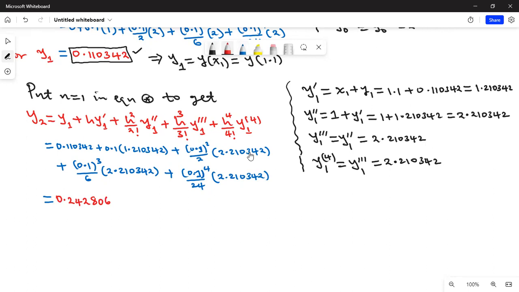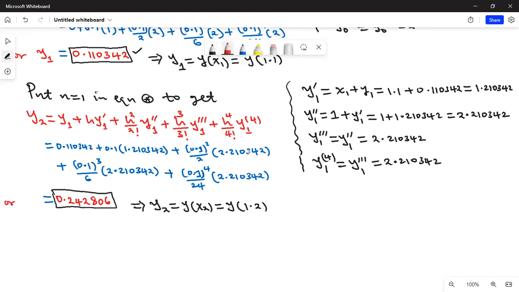So this is the value of y2. And what is the interpretation of y2? When we write y2, what does it mean? Take note that y2 is the same as writing y of x2. And that's the same as our x2 is 1.2. So that's the value of y at 1.2. So we have found the other value.